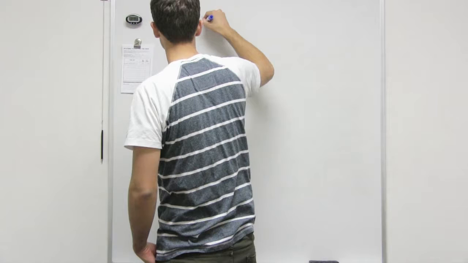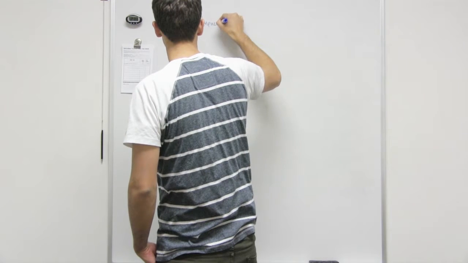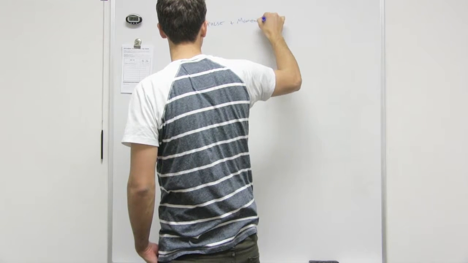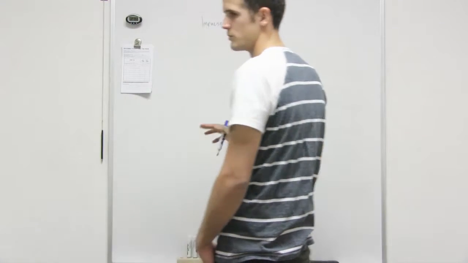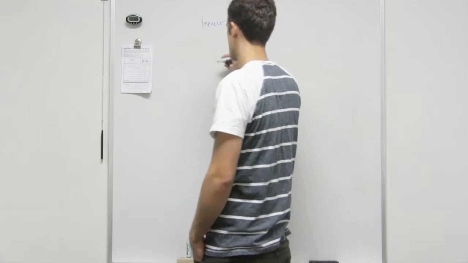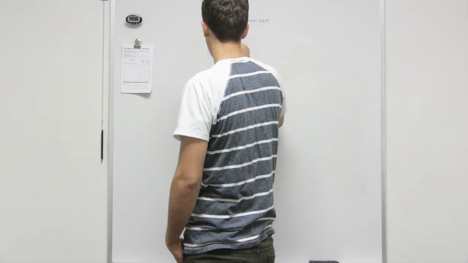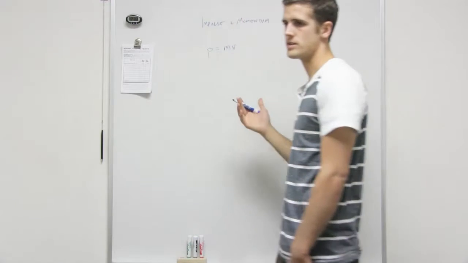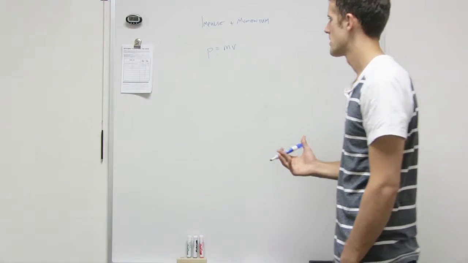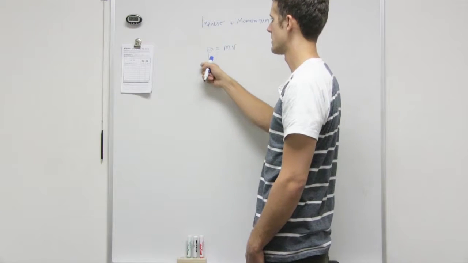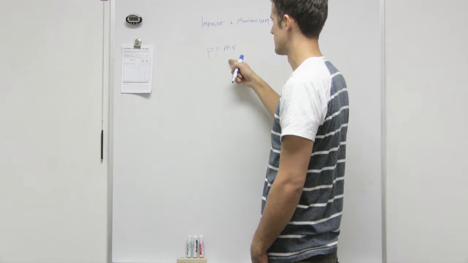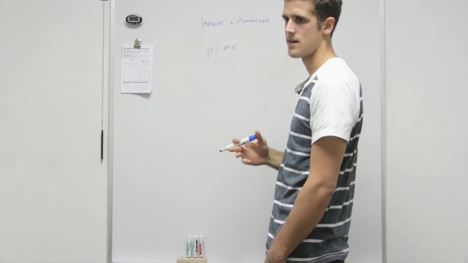So, impulse and momentum. Those are like two big things. Momentum is pretty simple. Actually, impulse and momentum are way easier than forces. It's just a matter of actually learning it so you know what's going on. Okay. So p, little p, is momentum, and it's equal to the mass times the velocity.